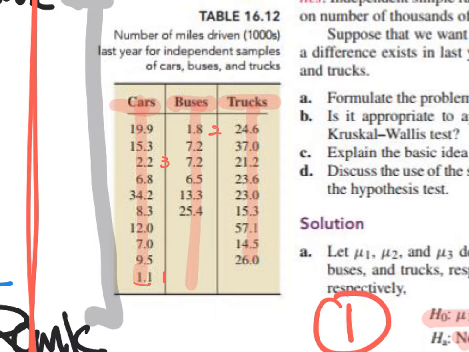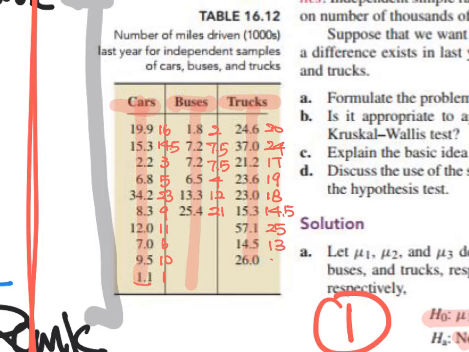So let me give you the ranks. For the cars it's 16, 14.5, 3, 5, 23, 9, 11, 6, and 10. And the buses is the second, with 7.5 and 7.5, because the 7.2 is a tie, so it's rank 7.5 and 7.5, and 4, 12, 21, 20, 24, 17, 19, 18, 14.5, and 25, 13, and 22.